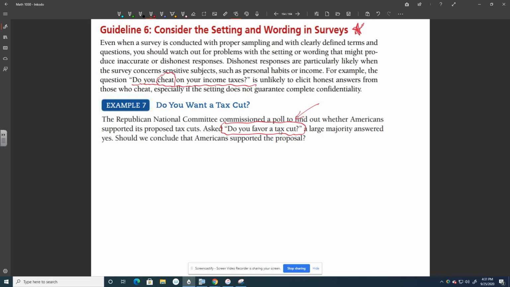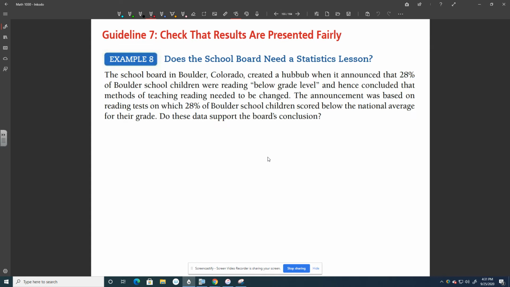Okay. So the way this is worded is kind of leading people to say, well, duh, of course we all favor tax cuts, but just because we want them doesn't mean that that's going to be the best option and we would choose it. Okay. Guideline 7, check that the results are presented fairly.